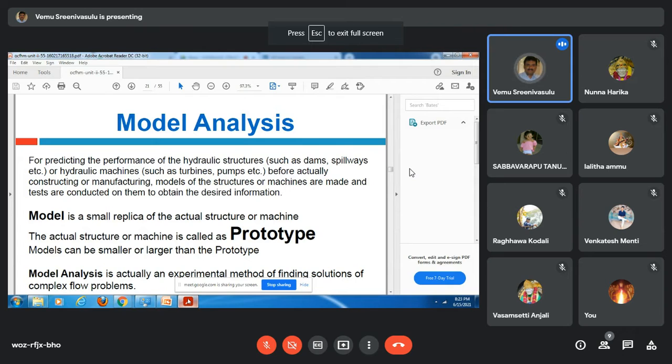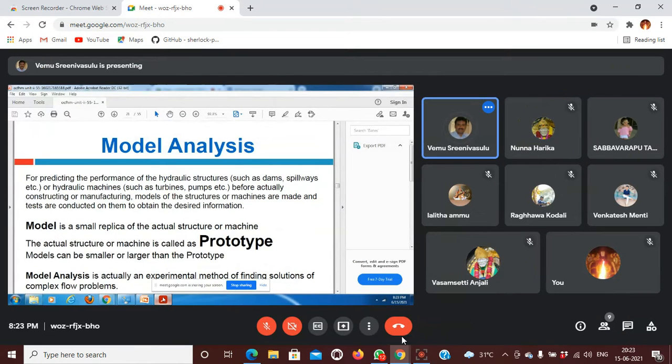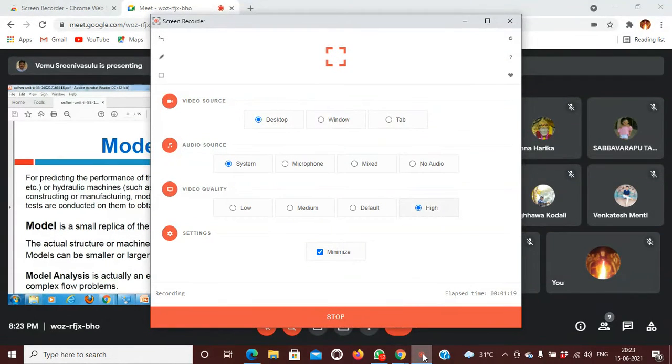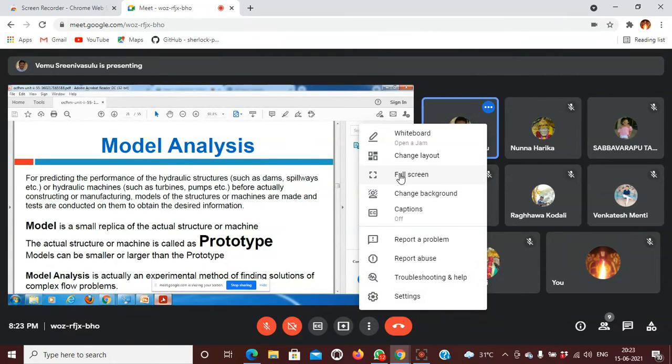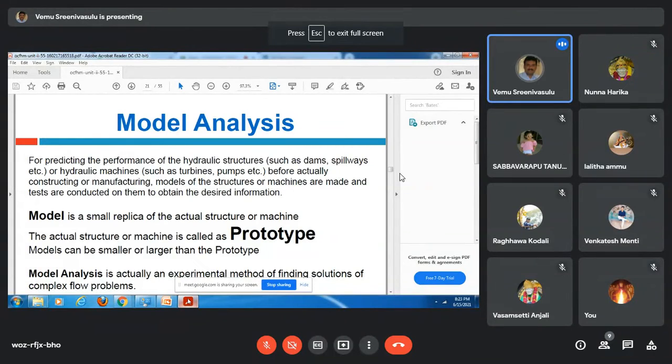And we do analysis on those dimensions, and then we analyze the results, how the prototype will behave if an earthquake of this magnitude occurs, or if water is there up to this level. Okay, so such types of analysis we do. So let us see what techniques we adopt in studying the model analysis.